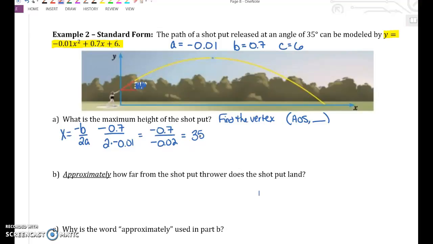If you punch that into your calculator correctly, you should get 35. If you want to punch it all in one step, I would suggest you put parentheses around the denominator. It's really better to multiply the denominator and then do the numerator divided by the denominator. You should get 35. So this vertex is 35 comma something.